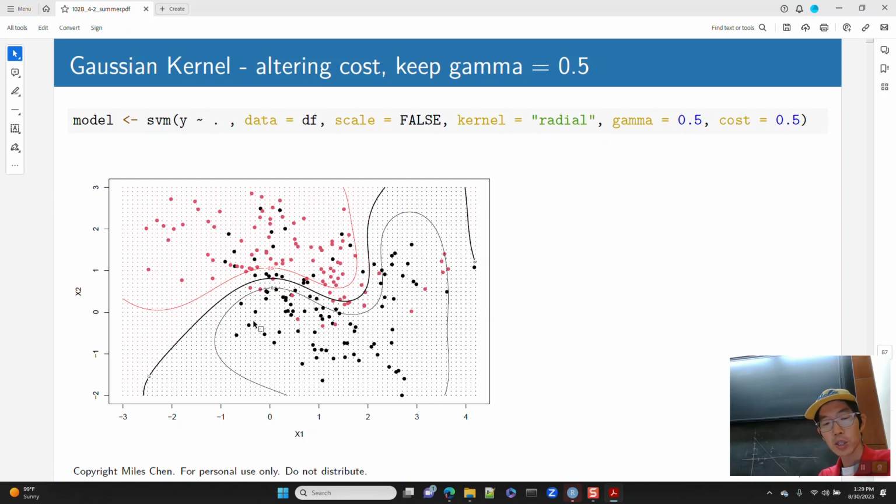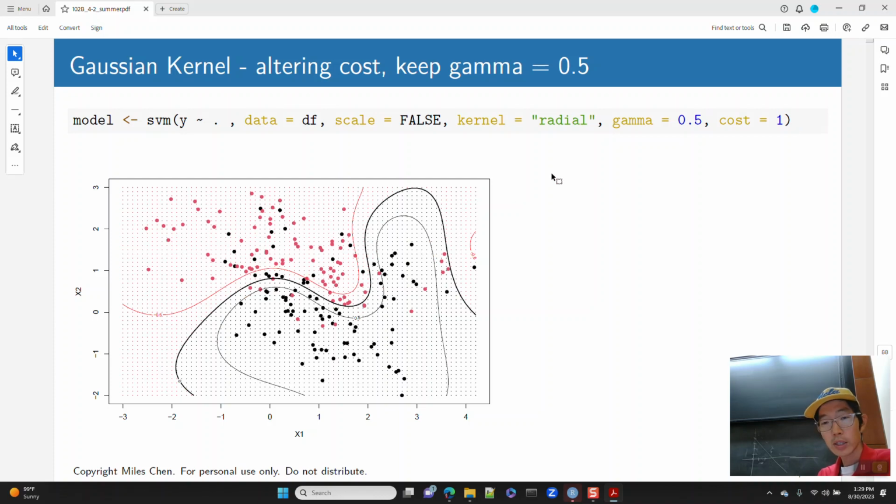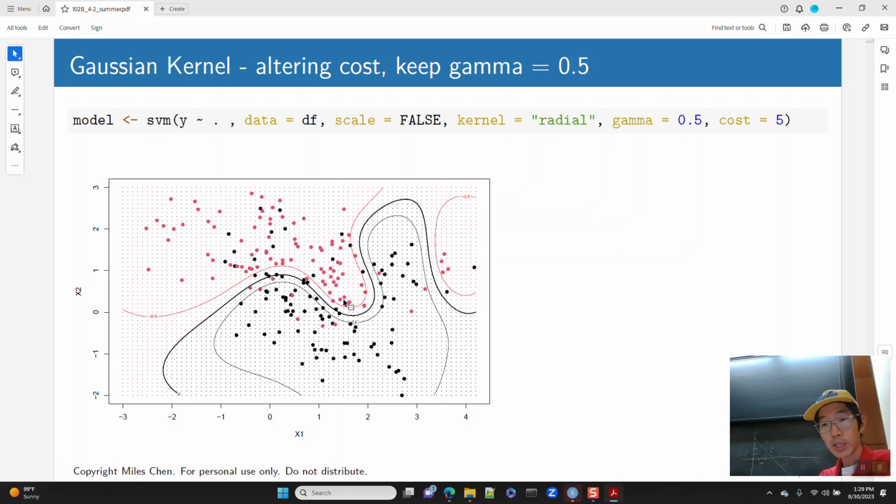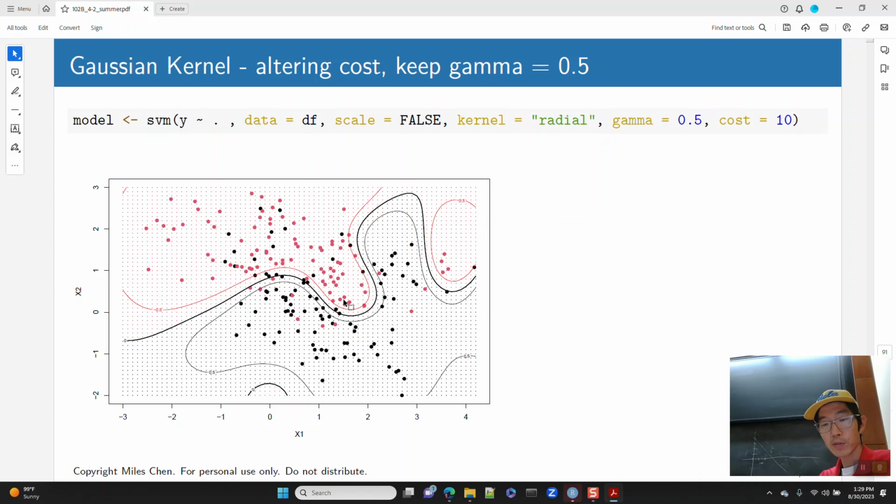So it bends this. Here, as I increase the cost, again, it tries to avoid misclassifications. And as I increase the cost even further, at cost equals 10, it's doing its best to avoid misclassification. So you can kind of see how it goes. Now, gamma equal 0.5 reflects how smooth the bends and the twists are.